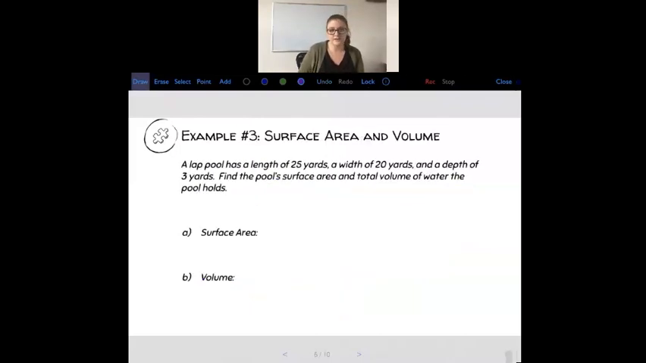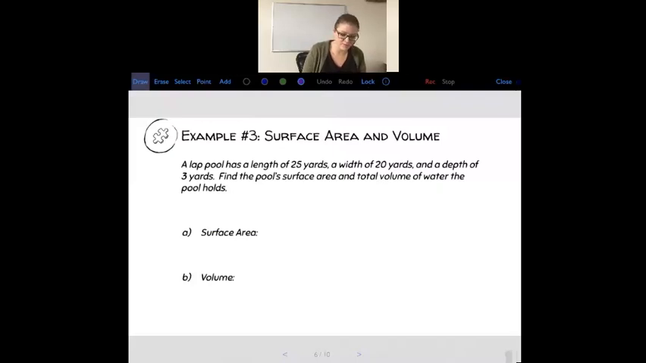Next, we're going to discuss surface area and volume. So let's say we have a lap pool, so a pool meant for swimming laps, with a length of 25 yards, a width of 20 yards, and a depth of 3 yards. Find the pool's surface area and total volume of water the pool holds.